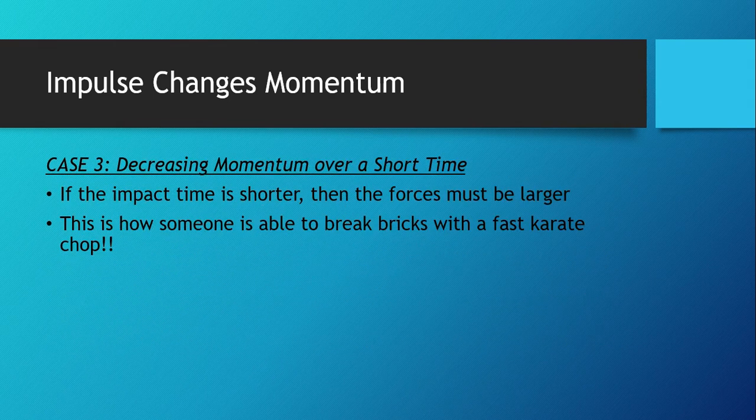The third case is when you decrease momentum over a short period of time, like we talked about with the car hitting the wall. In that case, the forces have to be much larger. So if you can change the momentum of an object over a short period of time, you can apply a really large force. Then you can do things like break bricks or boards with karate chops. This is a large change in momentum over a very small amount of time, which means very great force.